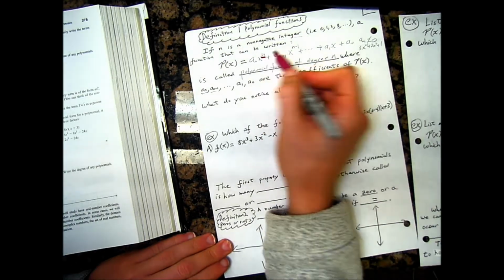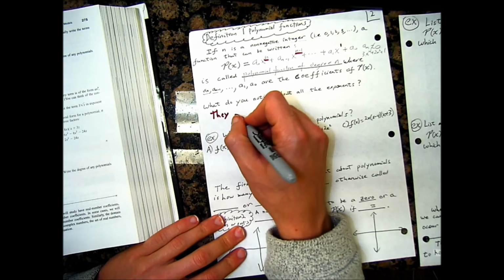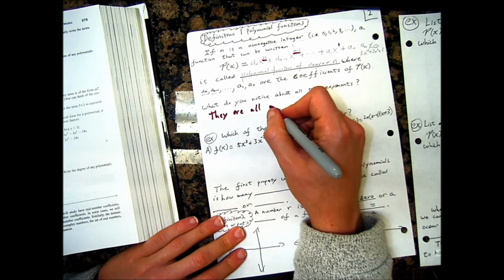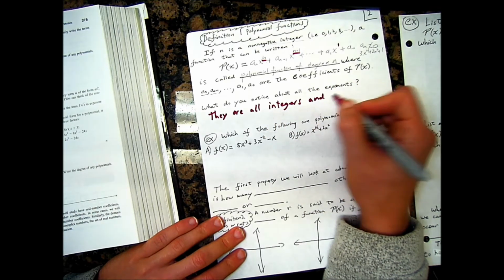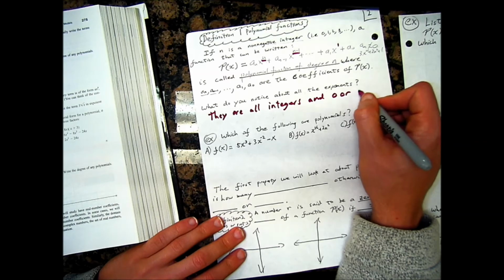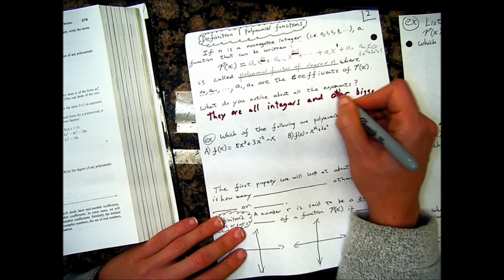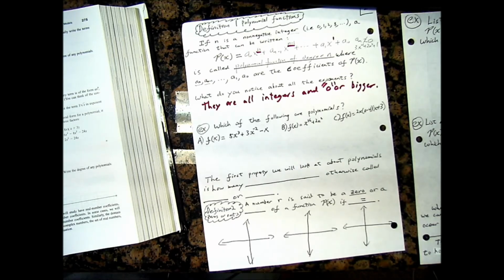So, kind of a concept question. What do you notice about all the exponents? Well, they are all integers and non-negative. And I'll say 0 or bigger. That's what I mean by non-negative, just a fancy word. So that's basically a polynomial. It's just you have to have whole number powers that are 0 or bigger.